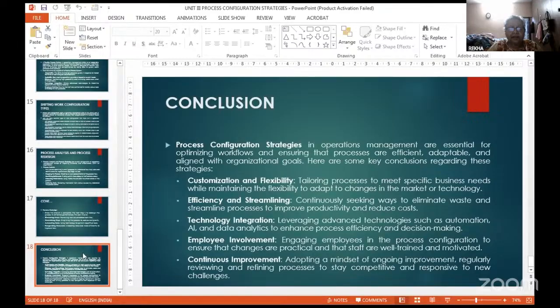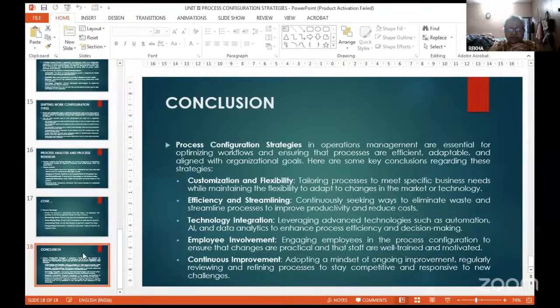Efficiency and streamlining, continuously seeking ways to eliminate waste. Efficiency and streamlined processes improve productivity and reduce costs. It should not be haphazard. Some standardization has to be there. You know exactly what to do, when to do.